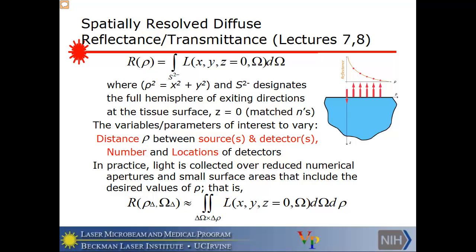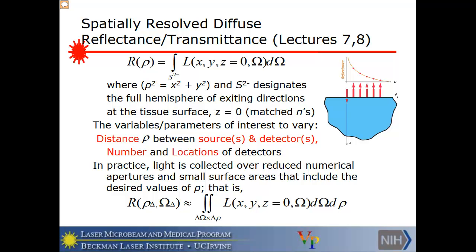But in practice, you don't put a detector at a point. You collect the light over part of the unit sphere if you have a numerical aperture, if you have a fiber optic detector with an aperture. So unless it's fully open, you get, in the fully open case, a full hemisphere of entering light. In the case of one with a smaller aperture, you get a lesser gathering of light from directions, and from relatively small surface areas that include the particular values of source detector separation of interest.